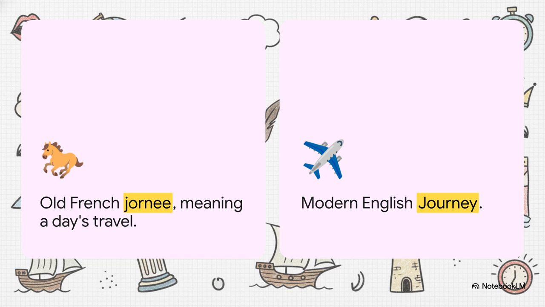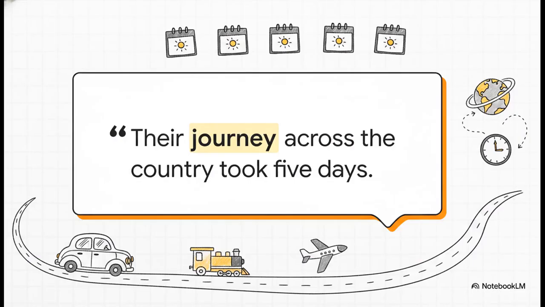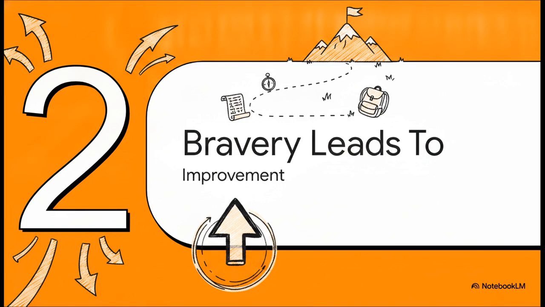Over centuries, that daily visual measurement shifted into our modern English word for trips of any duration. So when we say their journey across the country took 5 days, we can clearly see how the modern meaning has evolved. We're obviously no longer restricted to just one day's travel. The word now perfectly describes trips of any length. Moving on to part 2, bravery leads to improvement. Because, as we all know, every worthwhile journey requires courage if we truly want to grow.